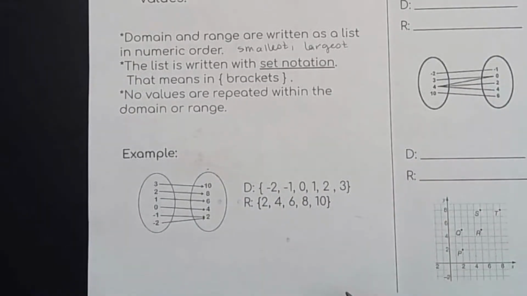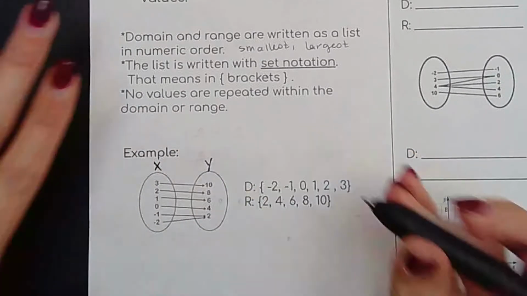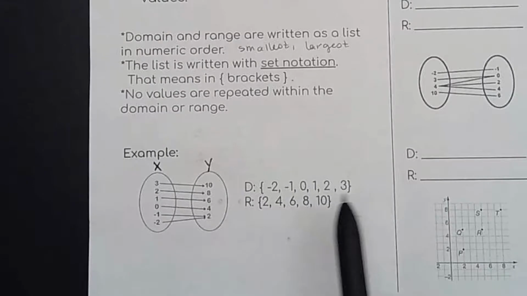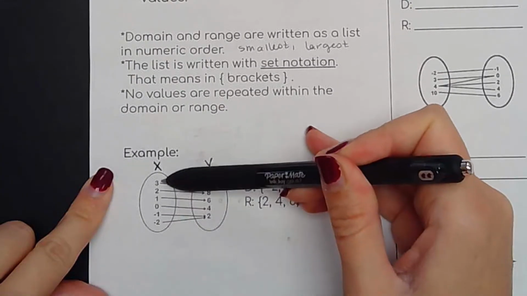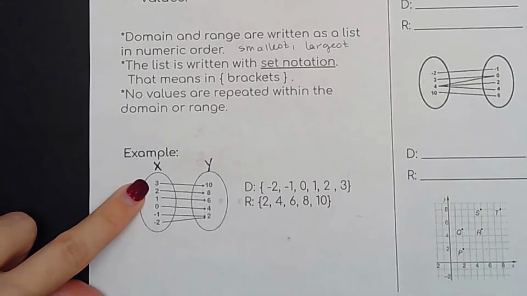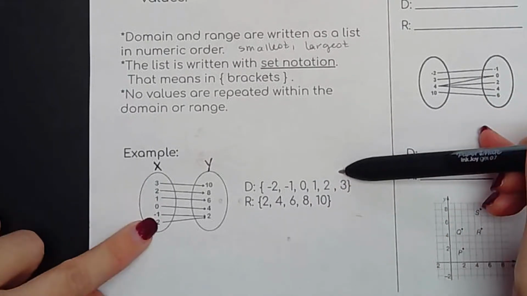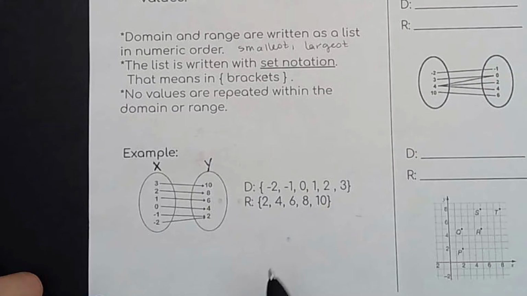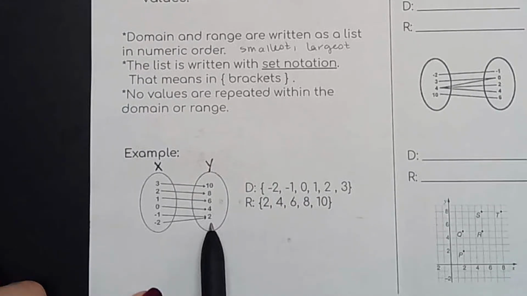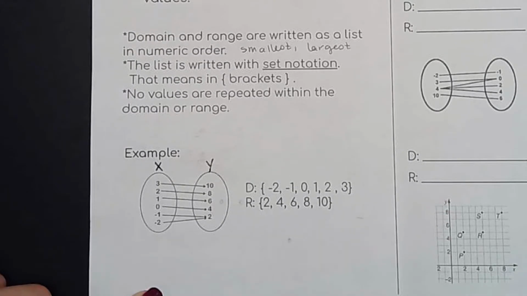So in this example, this is a mapping diagram. My x values are on the left, my y values are on the right. When I'm writing my domain and range, here are all of my x values. So this shows me what my domain is. So we make a list of all those x values in order from smallest to largest. For the y values, we do the same thing. Our range is the set of all outputs or y values. So I make my list from smallest to largest in squiggly brackets.